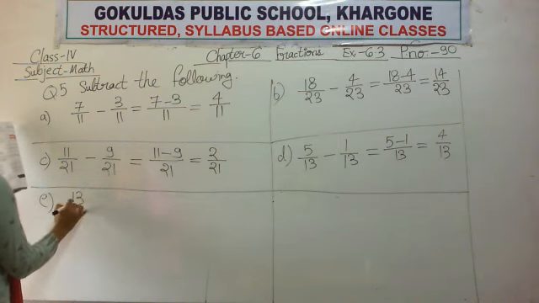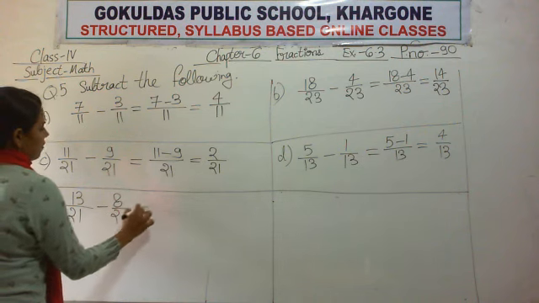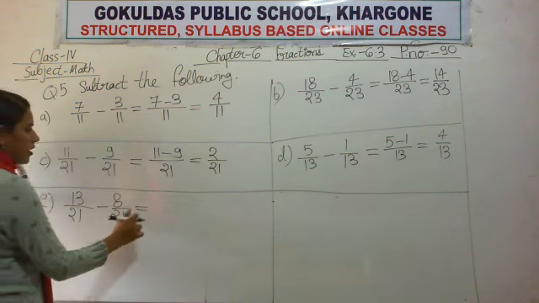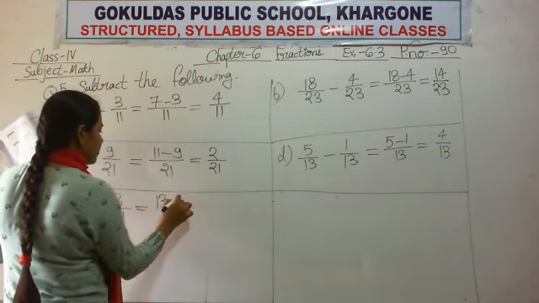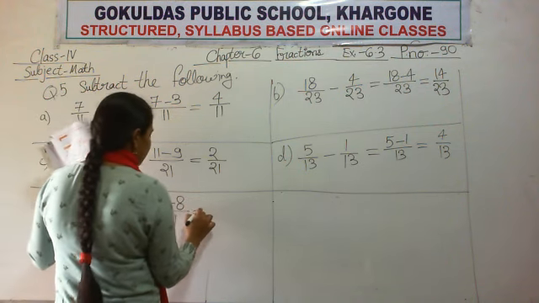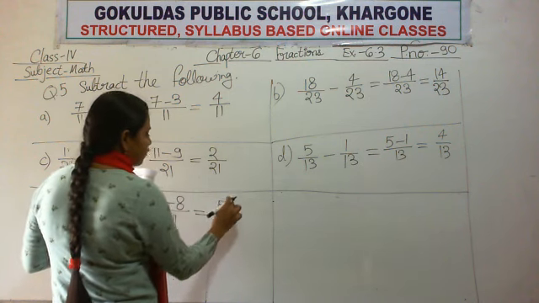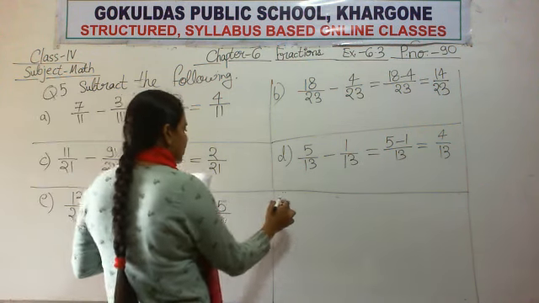Now E, 13 upon 21 minus 8 upon 21. Because here denominators are the same, we subtract numerators over the same denominator. 13 minus 8 is 5 upon 21. So 5 upon 21 is our result.